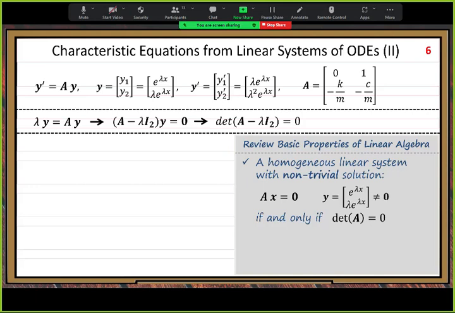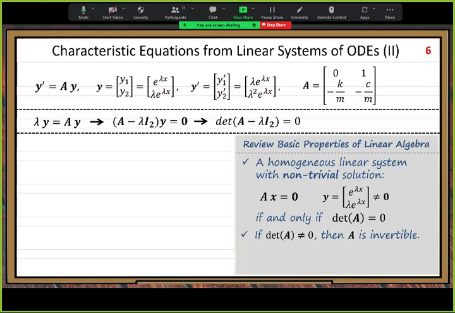First, we can see our y is non-zero. Our y has this structure, and the exponential function cannot be 0, so it must be non-zero. Then by this theorem, we can treat it as a theorem, we have the determinant of A minus lambda I2 equals 0. Next, I explain this theorem. Let me explain why.